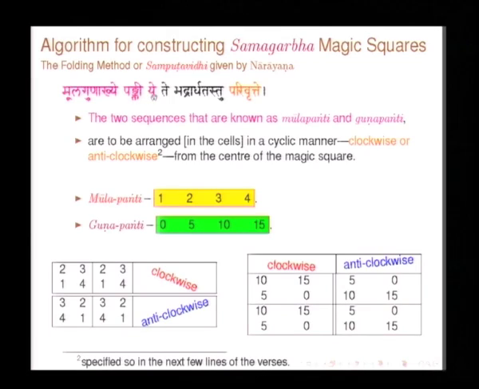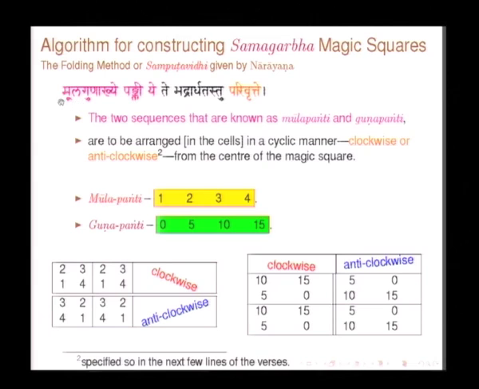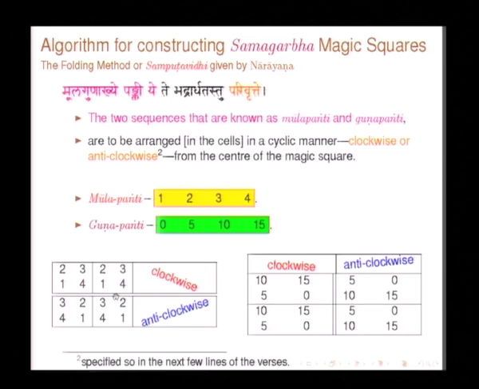Moola gunakhye pankti ete bhadrardhatastu parivritte. Having stated this, he says moola gunakhye pankti, this moola pankti and para pankti. Suppose you have a magic square, bhadrardha refers to half of it. Parivritte means they have to be placed in a sort of circular form. Let us take this example. What you need to do is, 1, 2, 3, 4 you have to place like this, 1, 2, 3, 4.